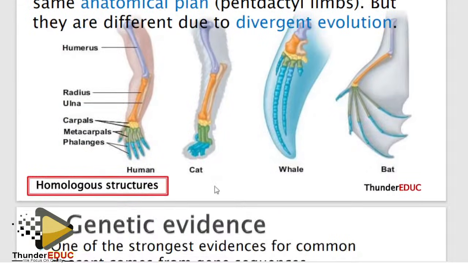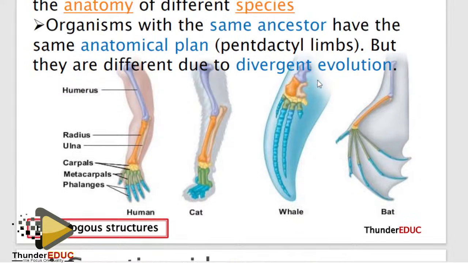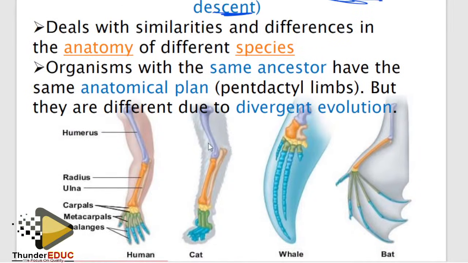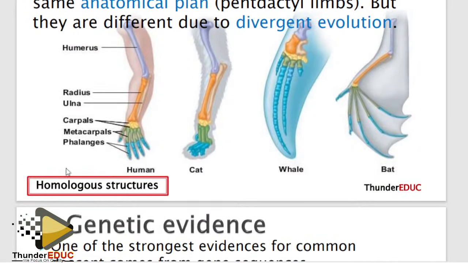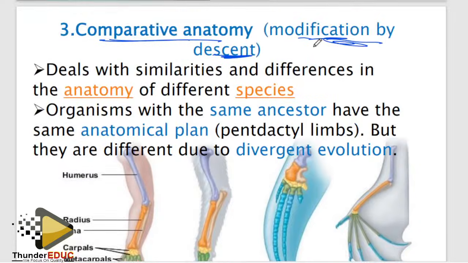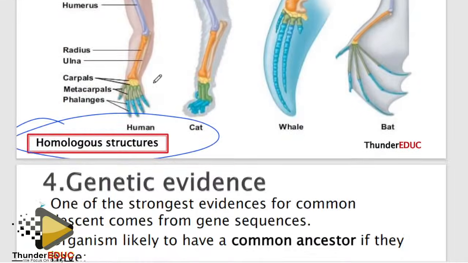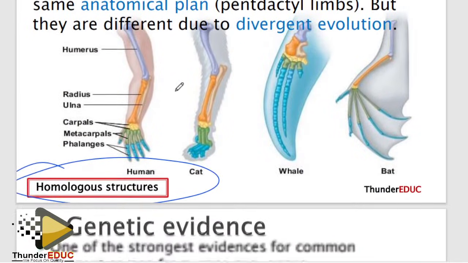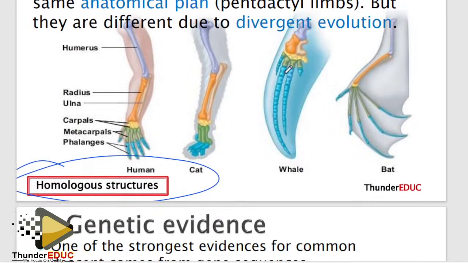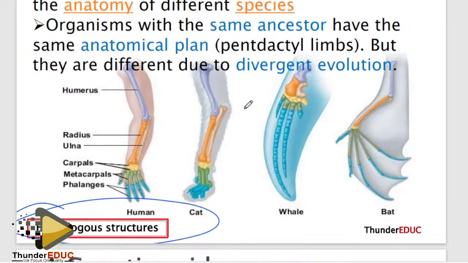Sometimes they ask you these structures, whereby you're supposed to tell us that these structures are called homologous structures. So if they ask the process, then it's going to be modification by descent or comparative anatomy. But if they ask you the structures, which is under here, we call it homologous structures. That's why I said, let me know the answers people are giving out.